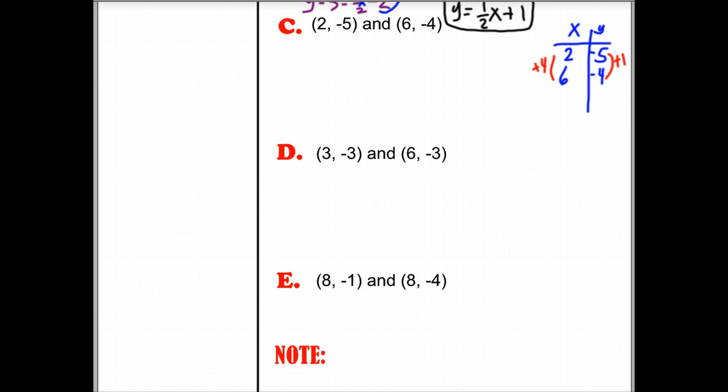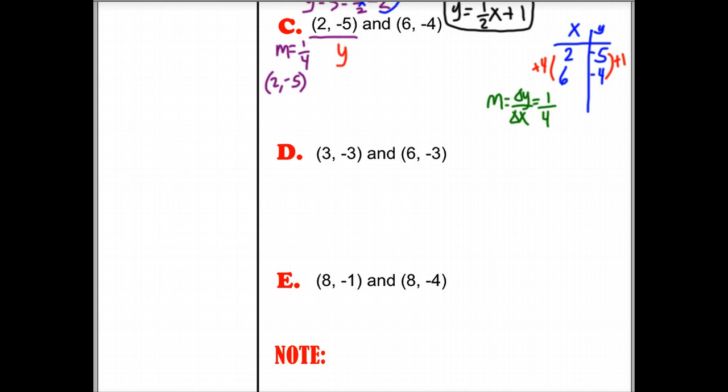And remember that our slope, or m, equals the change in y over the change in x. Change in y is 1 and the change in x is 4. So our slope is 1/4, and so we have m equals 1/4. I'm going to choose this point, 2, -5, just because I want to. I can use the other point if I really want to, but I don't, so I won't.